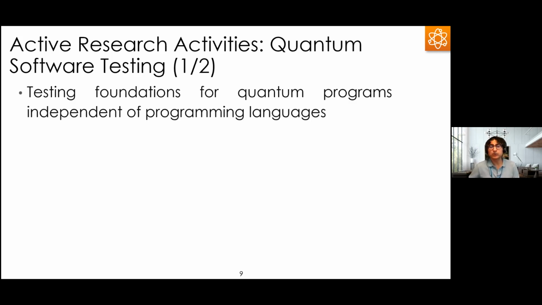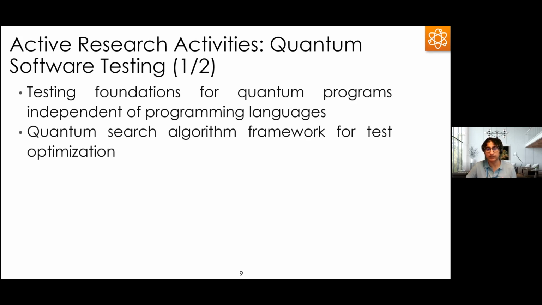So we're working on quantum software testing foundations for quantum programs, which are independent of programming languages. It means that you can write your program in Q#, or you can write your program in Qiskit, and so on. But the testing foundations, I mean, the basic theories, remain the same: how to effectively test and find problems or faults in quantum programs.